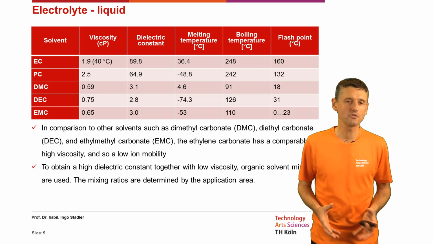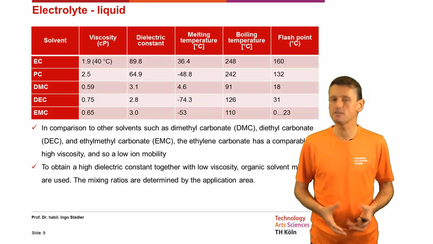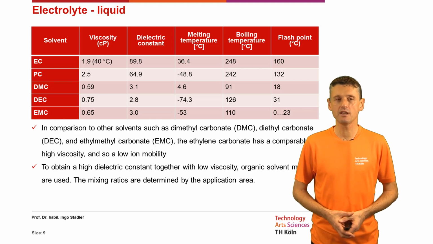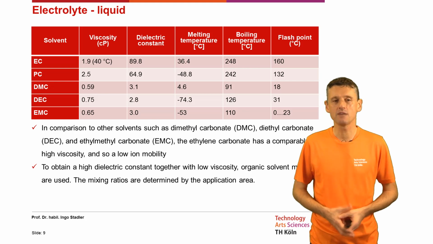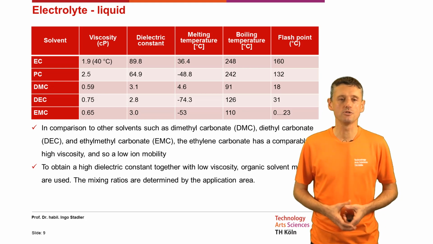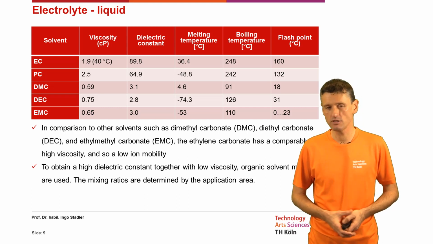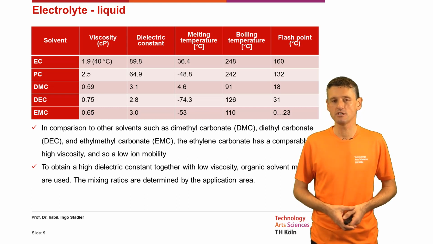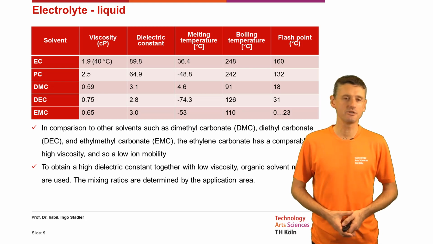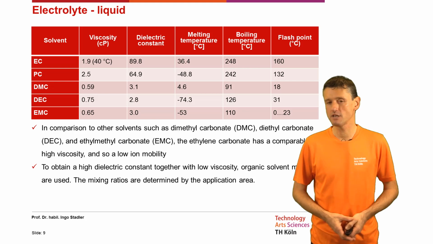In comparison to other solvents such as dimethyl carbonate DMC, diethyl carbonate DEC and ethylmethyl carbonate EMC, the ethylene carbonate has a comparably high viscosity and so also a low ion mobility. To obtain a high dielectric constant together with low viscosity, organic solvent mixes are used. The mixing ratios are determined by the application area.